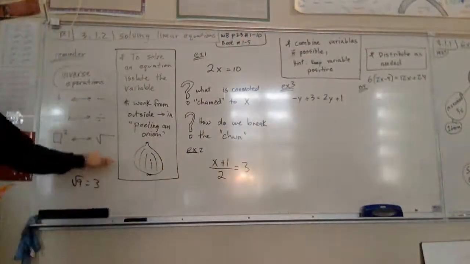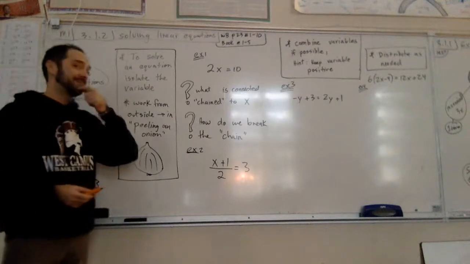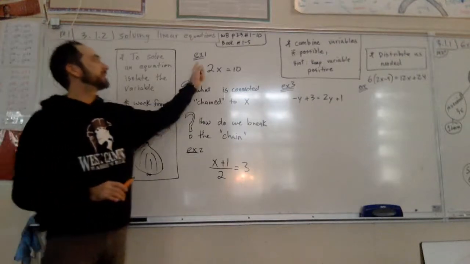If you can peel the onion from the inside out, you're a billionaire. Wait, what is that? Nothing. Oh, okay.